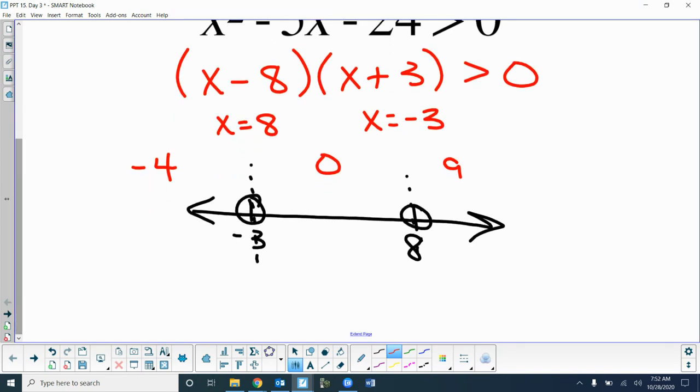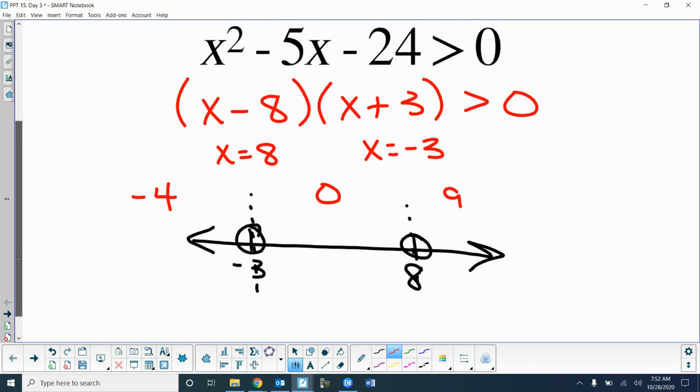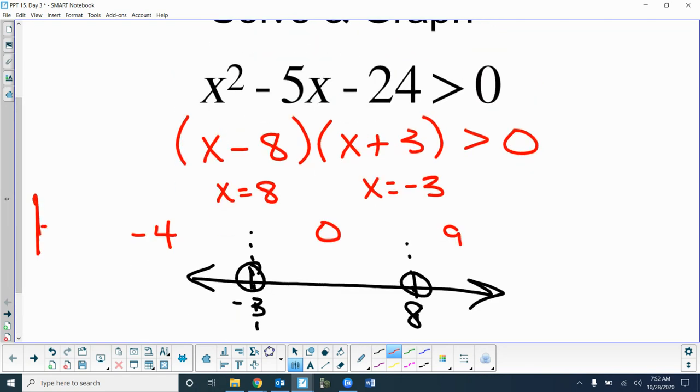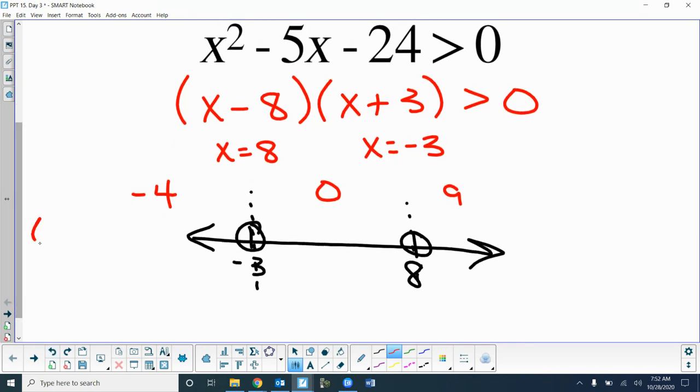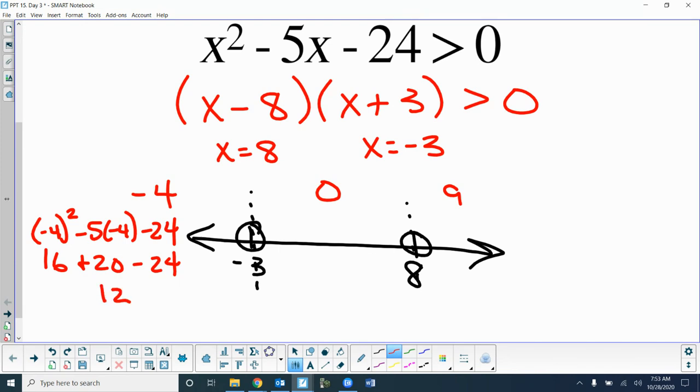So I substitute negative 4 into the original problem. I get positive 16 and a positive 20 because it's negative times a negative, minus 24. So that's 36 minus 24, that's 12. Is 12 greater than 0? Yeah, so I'm going to go that way.